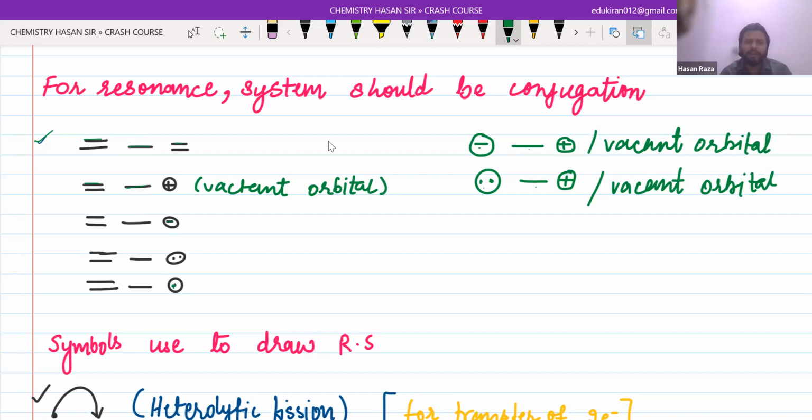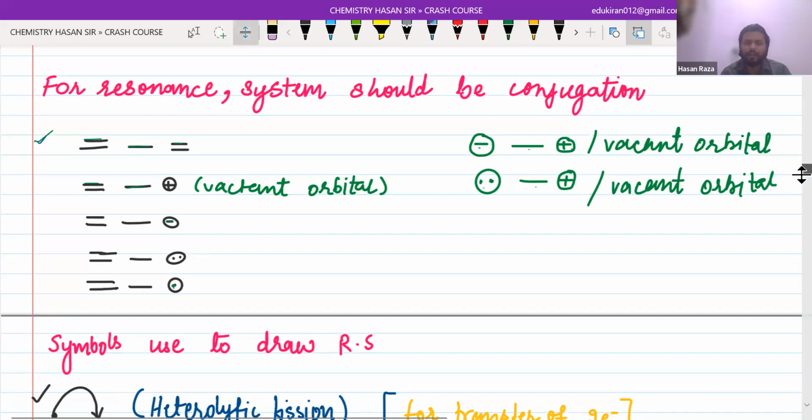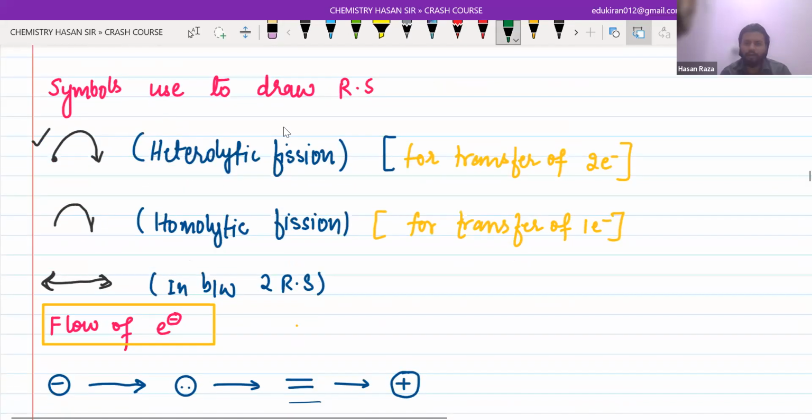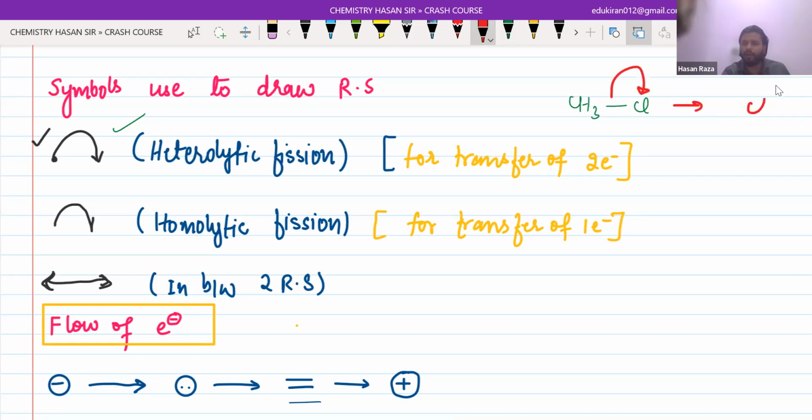Now there are some arrows that are used during resonance or during this chapter. This arrow shows heterolytic fission. Like if I show you CH3Cl, you can see chlorine is going to get all the electrons. It will have delta negative, and CH3 will have positive. This is heterolytic fission. Homolytic fission, that means it will take its own electron, half arrow. And with homolytic fission, we get free radical.